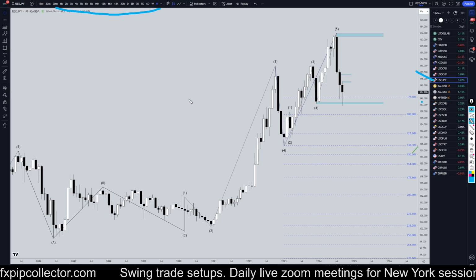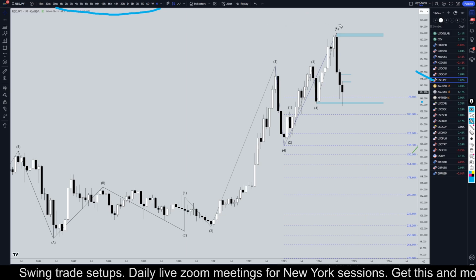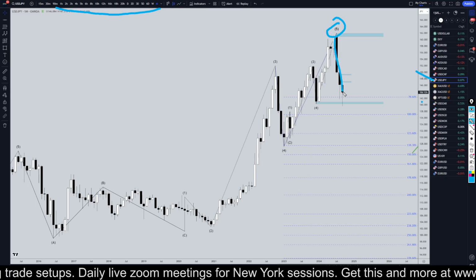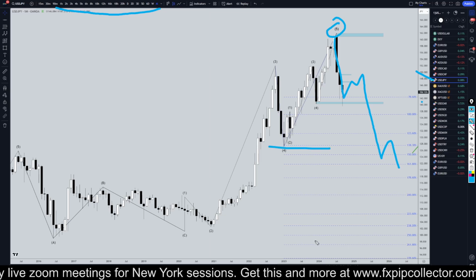So on the dollar yen, I do see two possibilities on this weekly monthly time frame. Possibility number one is this is the end of a wave 5, and this is going to make a 1, 2, 3, 4, 5, and just keep on going down, breaking the low of wave 4.